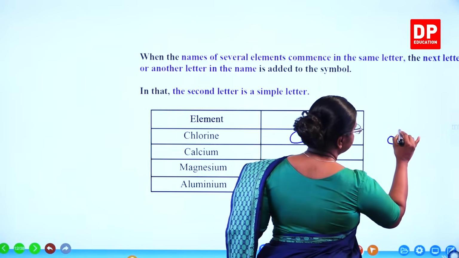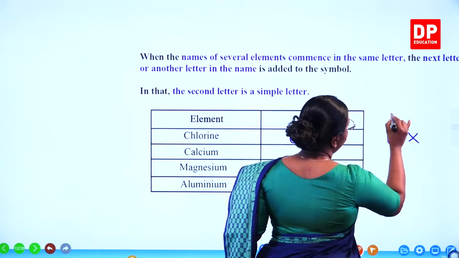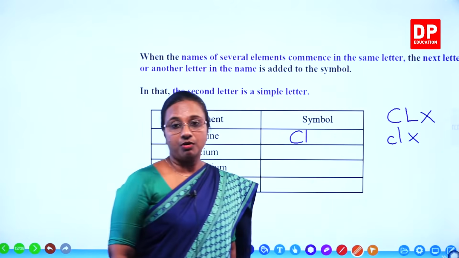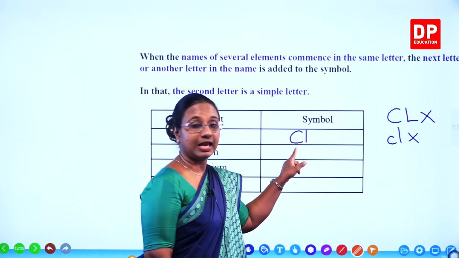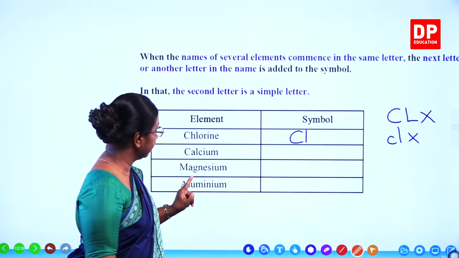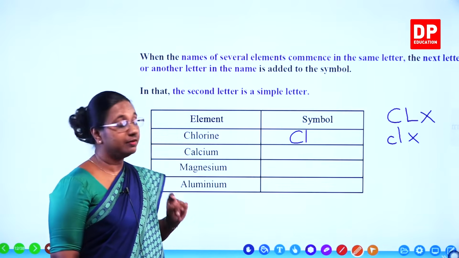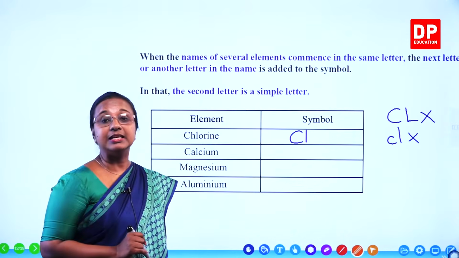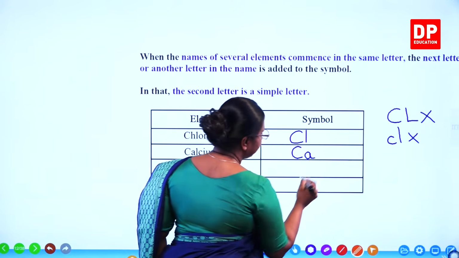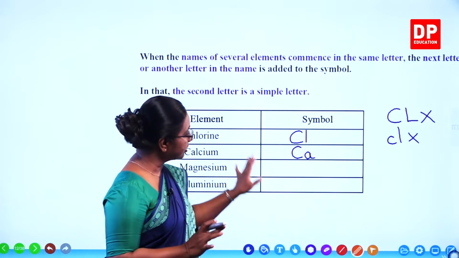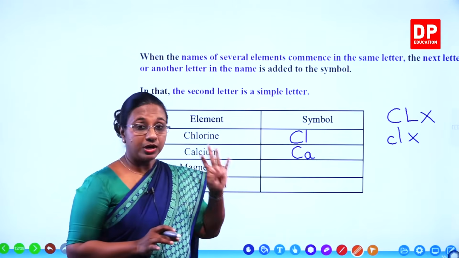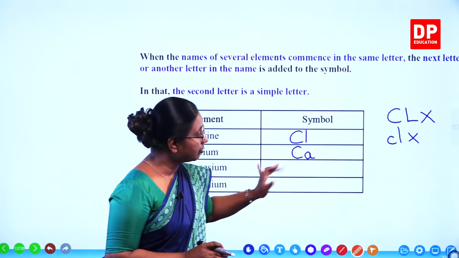Now, you can't write it as simple C and simple L. That is wrong. Or you can't write it as capital C and capital L. That is also wrong. You have to write the first letter capital, second letter simple. Then, calcium. So, again, C, but we take the second letter A as well. So, that is calcium. Capital C and simple A. So again, it has to be capital C and simple A. You can't change that. Calcium. So you know carbon, you know chlorine, you know calcium.